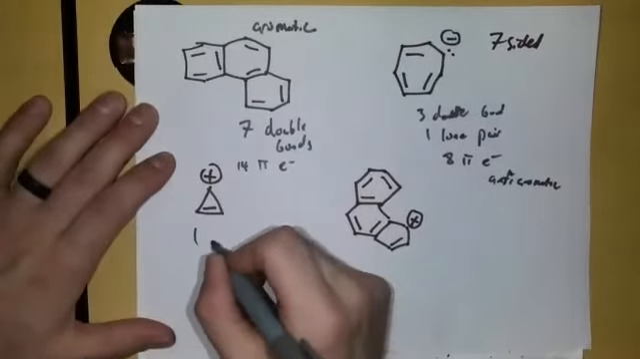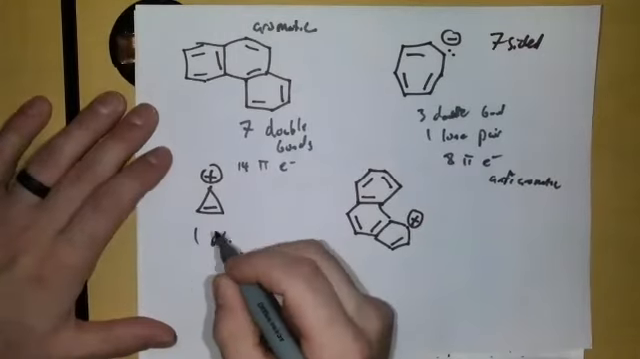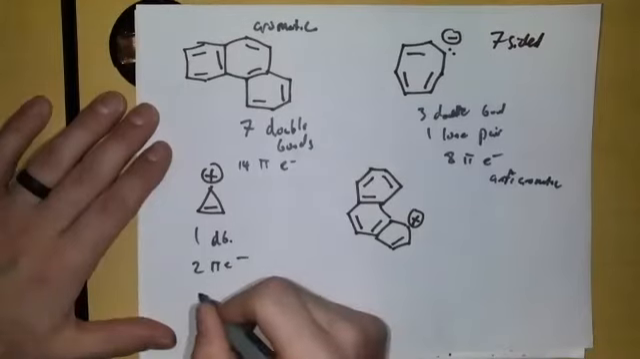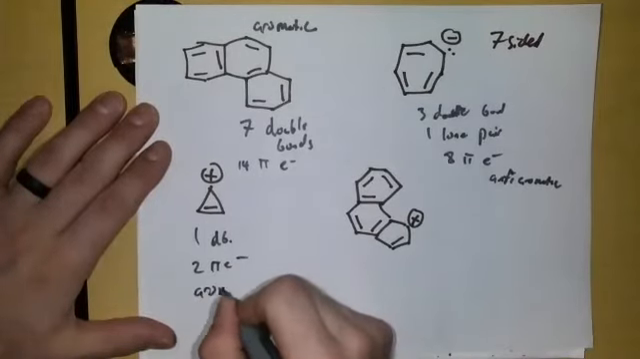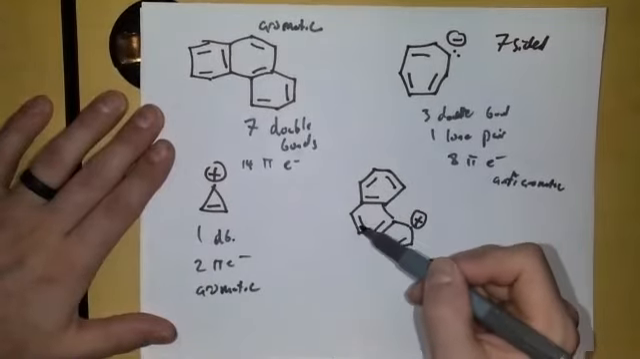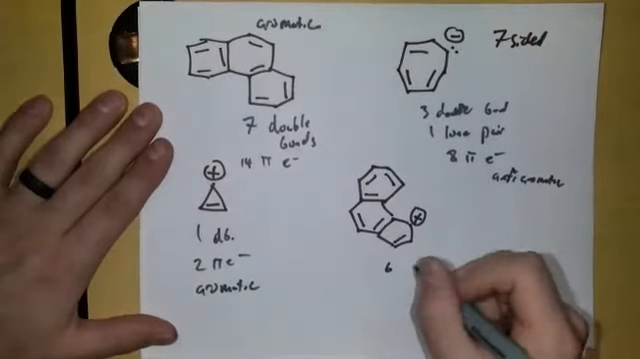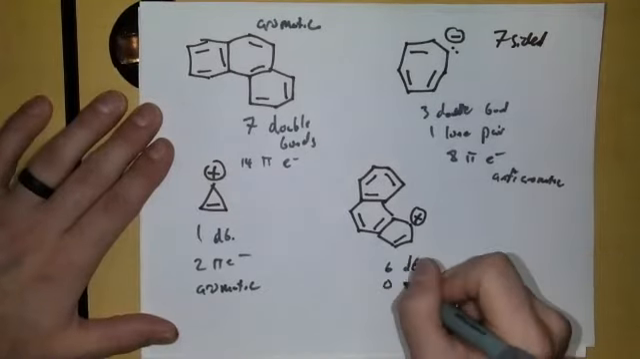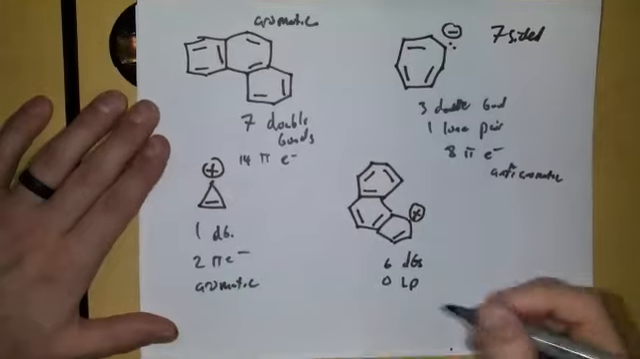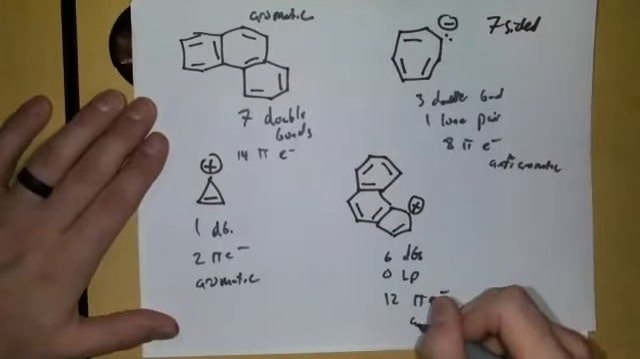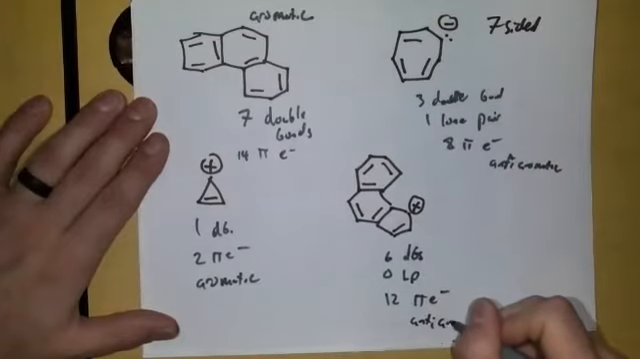We have 1 double bond, which means we have 2 pi electrons, which falls in the aromatic category. Last one, we have 1, 2, 3, 4, 5, 6, a positive, which is 0 lone pairs. So a total of 12 pi electrons, making this anti-aromatic.